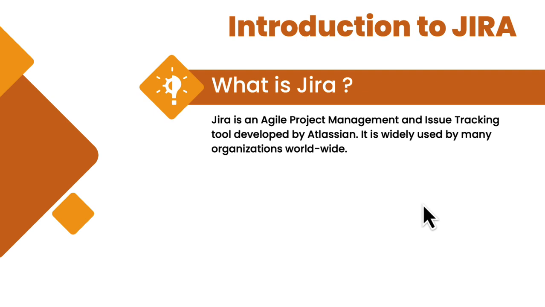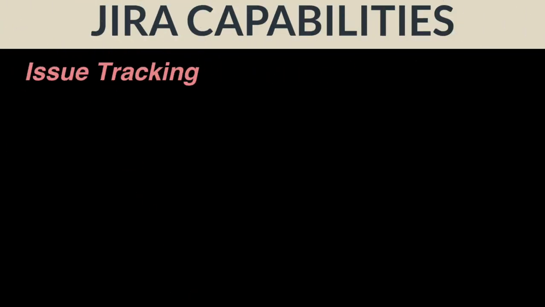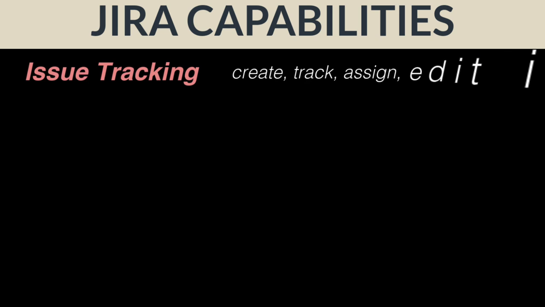With that, let's also understand what are the capabilities of Jira. First of all, issue tracking. Jira enables teams to track the progress of various issues. Users can create, assign, and manage tasks, bugs, and feature requests, tracking their progress from starting to completion.